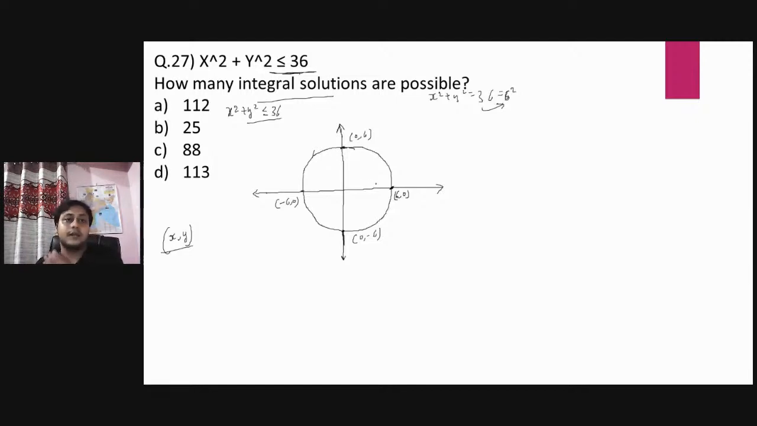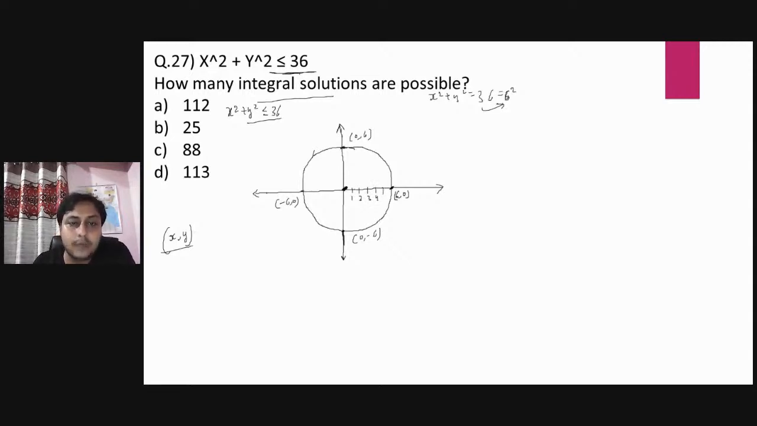First I will try to find the points on the axis that fulfill this condition. Like this is the origin, origin means 0 comma 0. So when x is 0, y is 0, 0 plus 0 is 0, that is less than 36, which means one of the solutions is the coordinates of the origin, right? So 0 comma 0, then 1 comma 0, 2 comma 0, 3 comma 0, 4 comma 0, 5 comma 0 and 6 comma 0, right?